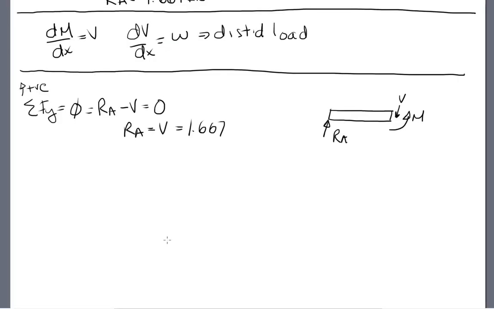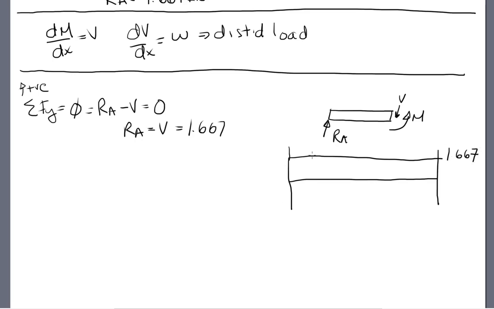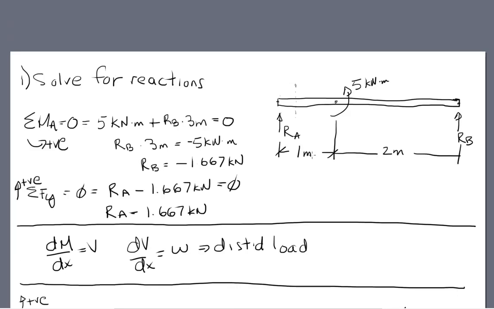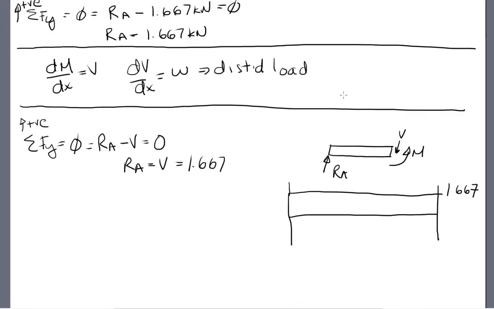Okay, so let's just draw this. We have our shear diagram here. And recall that when you slice this, looking this way, a shear orientation going down is actually positive. So this is going to be 1.667. Like I said, the applied moment here has no effect on the shear diagram. So that is our constant.